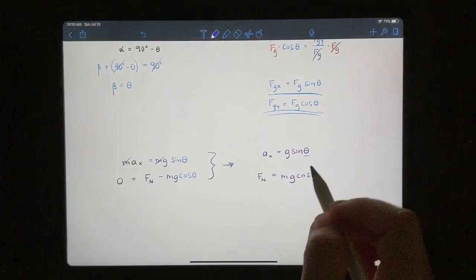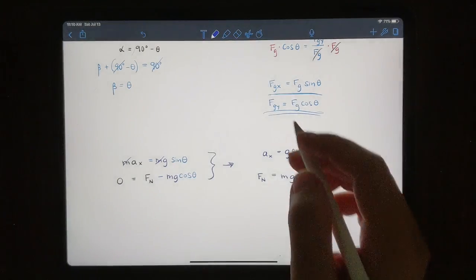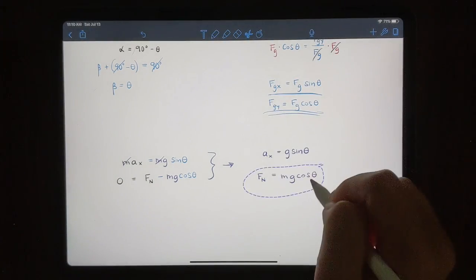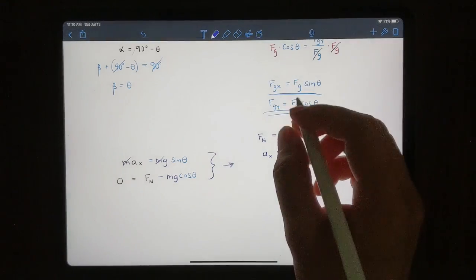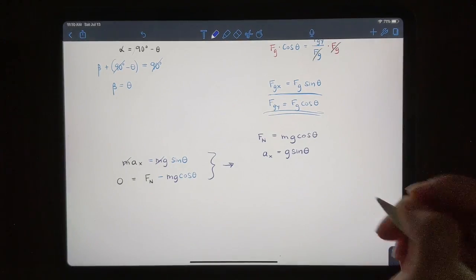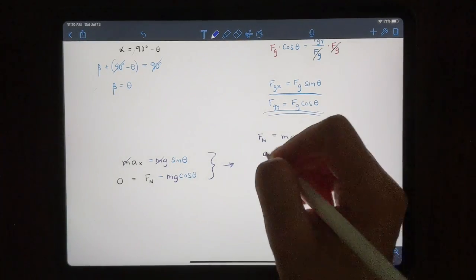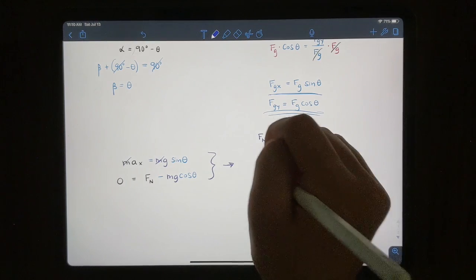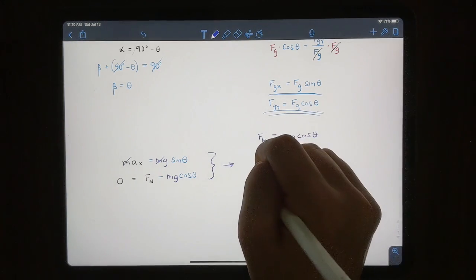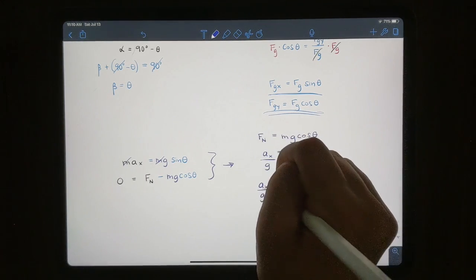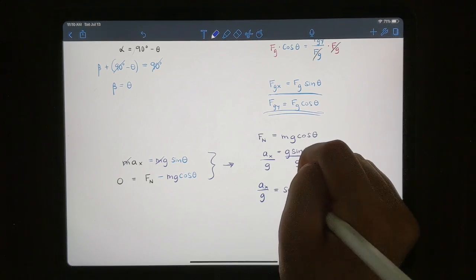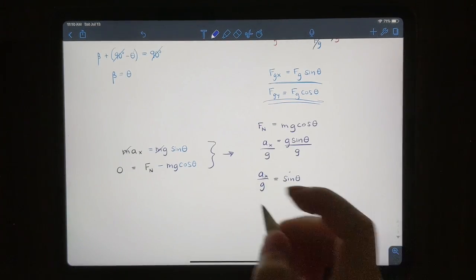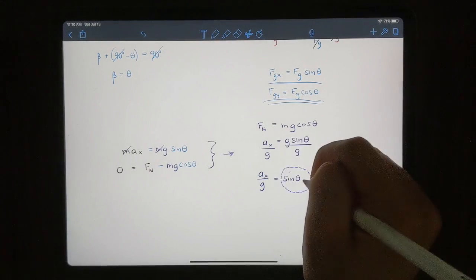Or I could solve for the angle, and I'll go ahead and do this because I know some of us haven't taken math in a while. So if I wanted to solve for the angle using these equations, I would divide both sides by g. And so I would have ax over g is equal to the sine of theta. And then I would have to take the inverse sine of both sides.